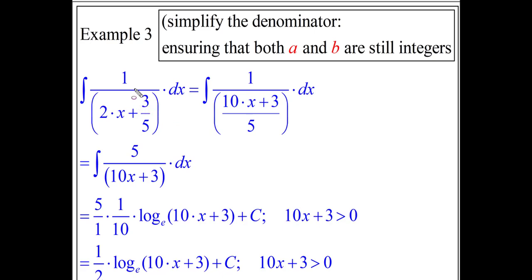So I'm going to write that as a common denominator. So 2x plus 3 over 5 can be written as 10x plus 3 over 5. And now I need to simplify this further. The 5 from the denominator now can be taken to the numerator up there, and the denominator would simply become 10x plus 3. So let's go and simplify that. So that should change to 5, the numerator there, and the entire denominator now should be just 10x plus 3.